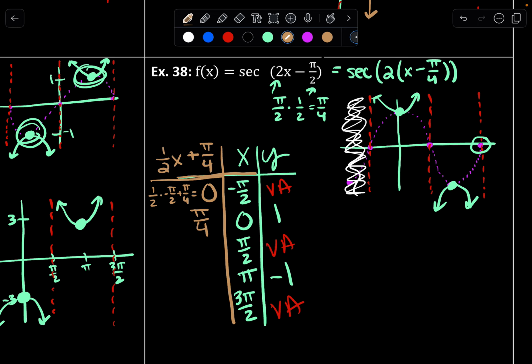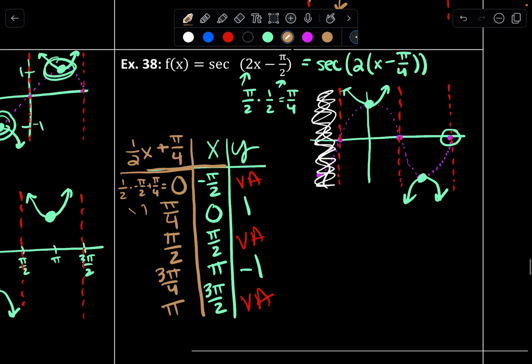If we add pi over 4 to pi over 4, we get pi over 2. Pi over 2 plus pi over 4, 3 pi over 4. 3 pi over 4 plus pi over 4, we get pi. So that saves a lot of time recognizing that, because then you won't have to do so much manipulation. You just have to do it for the first 2 rows.